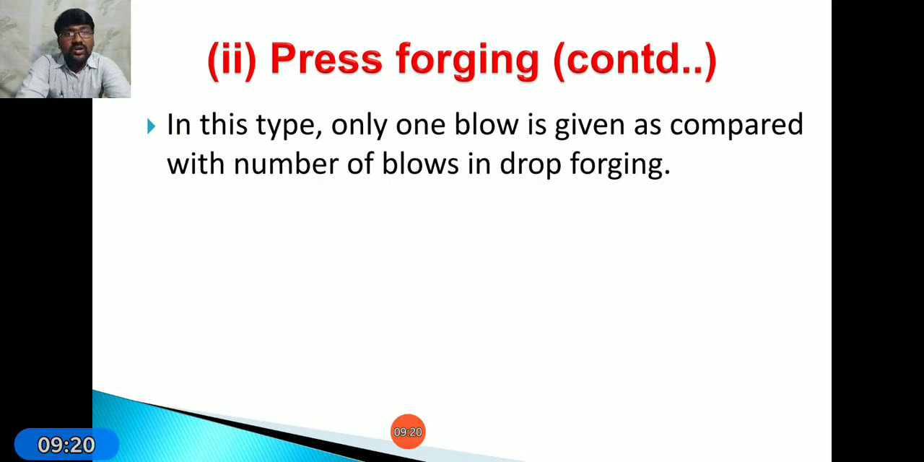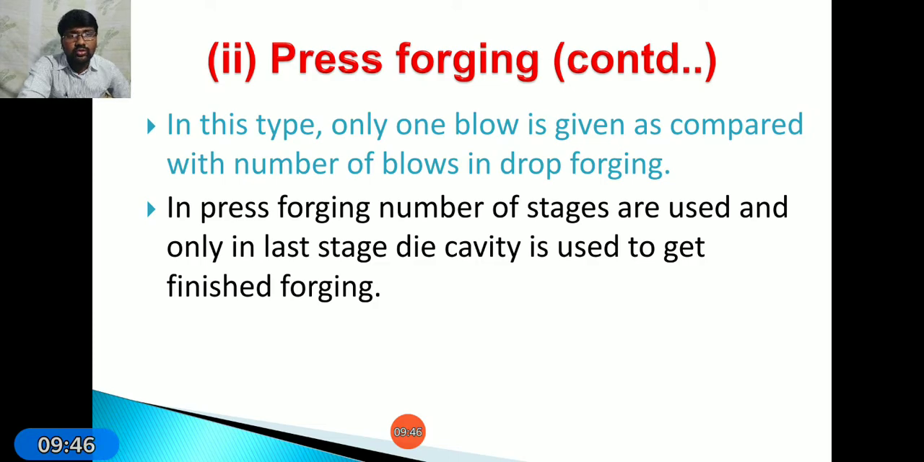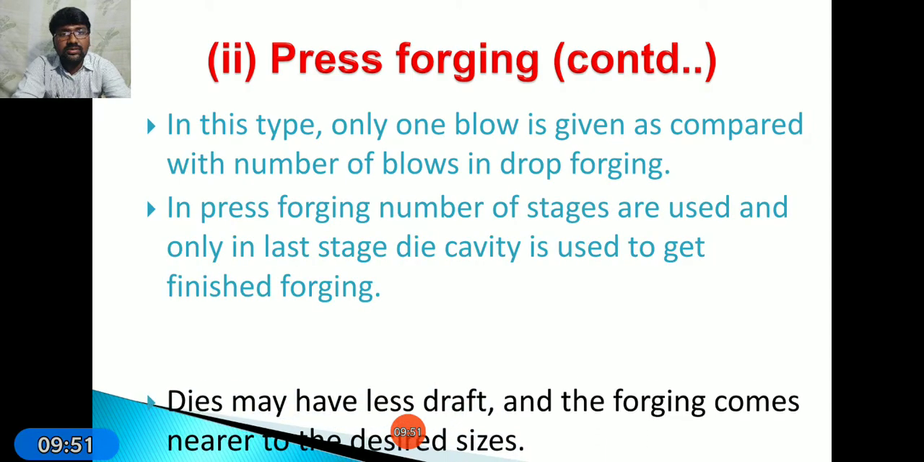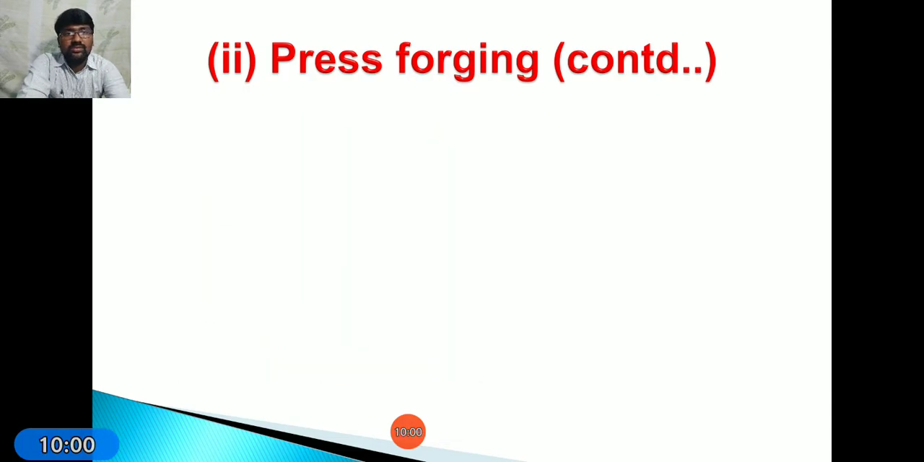In this type of forging, only one blow is given as compared with a number of blows in drop forging. Here more force is applied in cold forging as compared to hot forging. As in the case of drop forging, we have to apply a number of blows to change the cross section of the workpiece. Next, in press forging, a number of stages are used and only in the last stage is the die cavity used to get the finished forging. Dies may have less draft and the forging comes nearer to the desired shape.